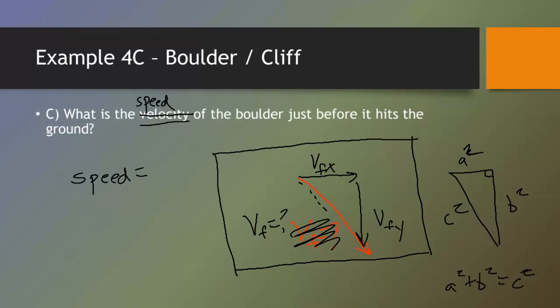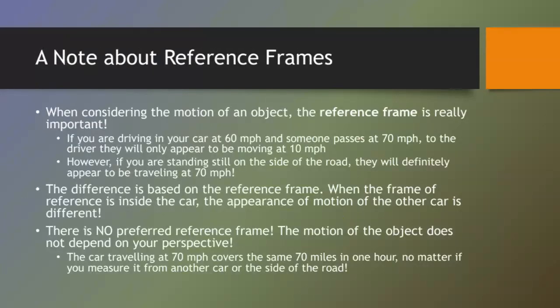But there's just one last thing I want to talk about in terms of things that I think will pop up in your problems this week. When you're considering an object moving, the reference frame from which you're looking at the object, your frame of reference, is really important. If you're driving down the road at 60 miles per hour and someone passes you going 70 miles per hour, to you driving, it's going to look like they're moving at 10 miles per hour. That car compared to your car is moving at 10 miles per hour.